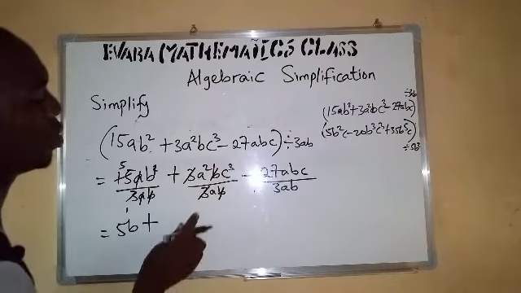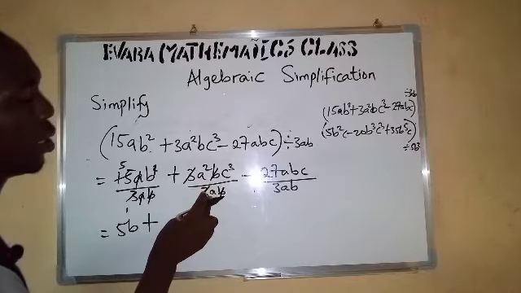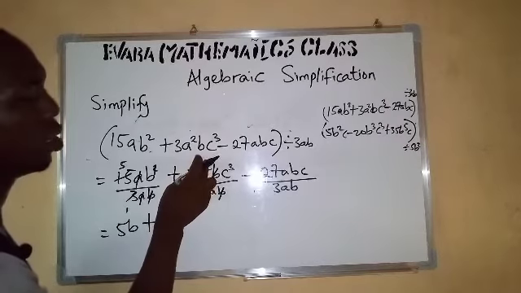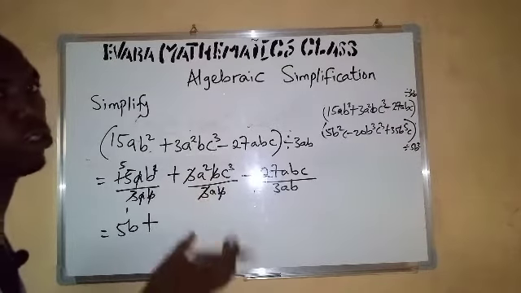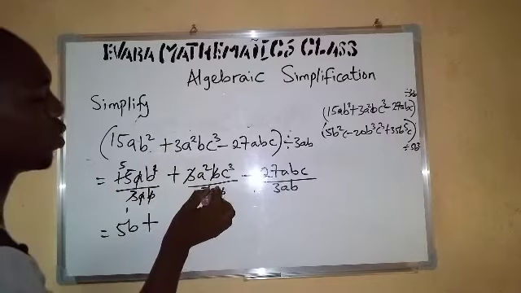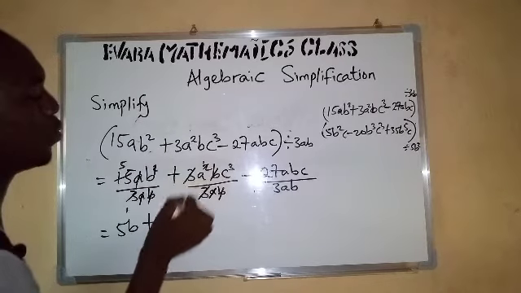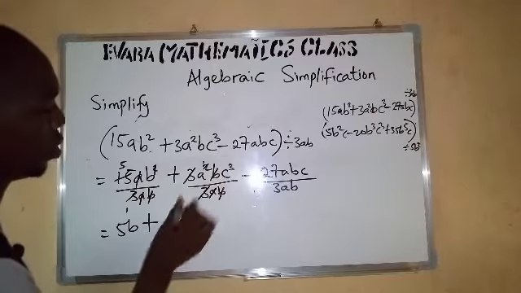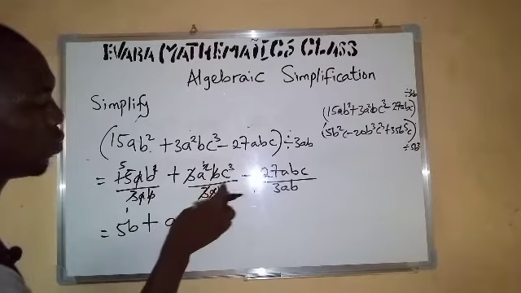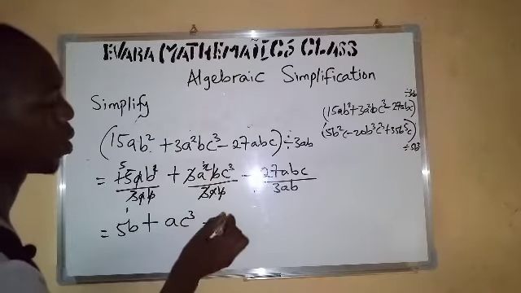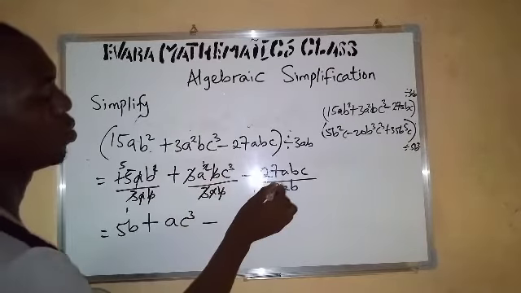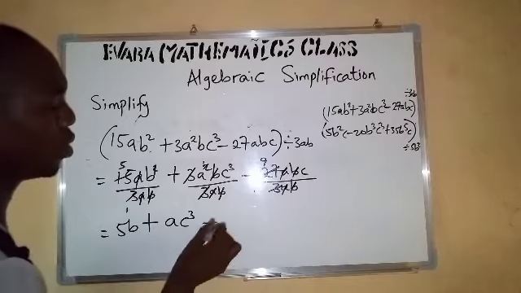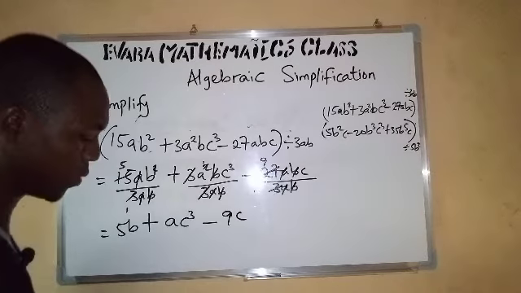Plus 3 cancels 3, b cancels b, a is raised to the power 1 here, a is raised to the power 2 here. Remember, in indices, when you have division, you subtract their powers. So if you take 1 from 2, you'll be left with 1. So a remains only 1. c is still c cubed, since we are not dividing c. Then 3 in 27, 9. a cancels a, b cancels b, we are left with only c. So this one gives us 9c.